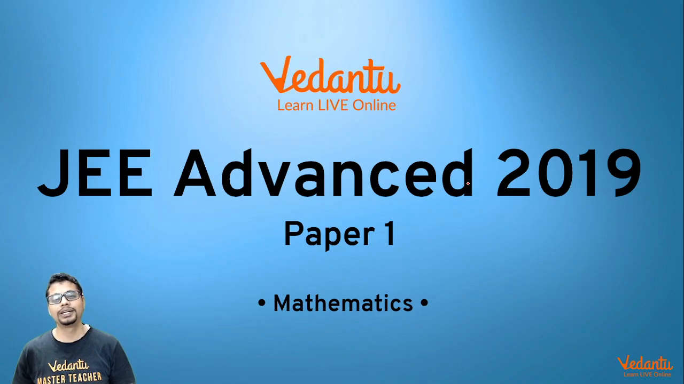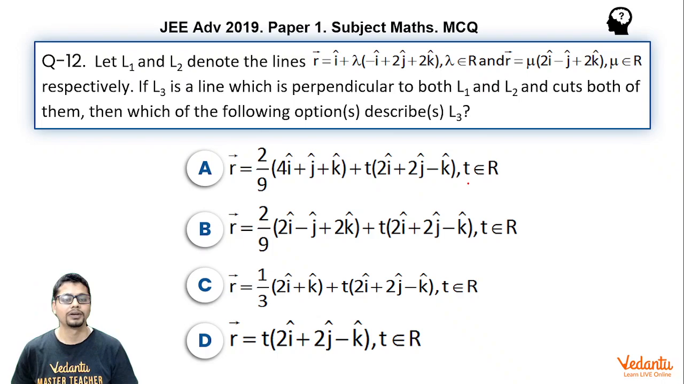We are discussing JEE Advanced 2019 Paper 1 Mathematics, and the question for this video is this. Let L1 and L2 denote the lines r vector equal to i cap plus lambda times minus i cap plus 2 j cap plus 2 k cap, where lambda can be any real value, and r vector equal to mu times 2 i cap minus j cap plus 2 k cap, where mu can be any real value, respectively.